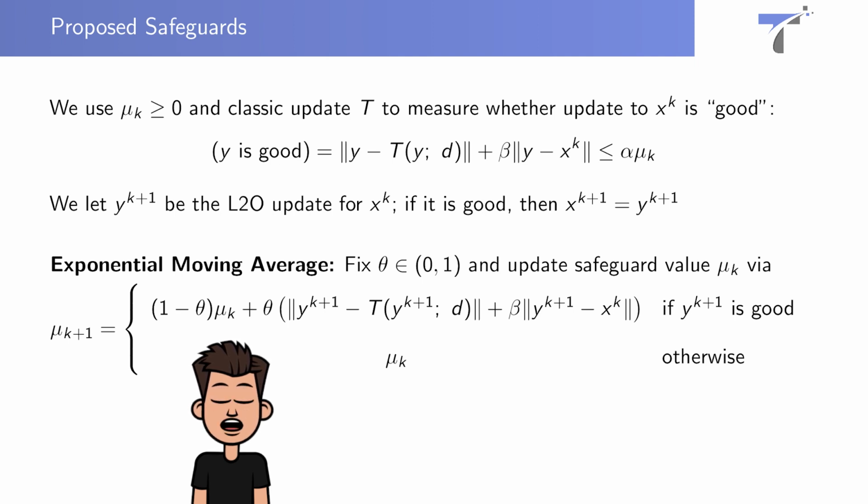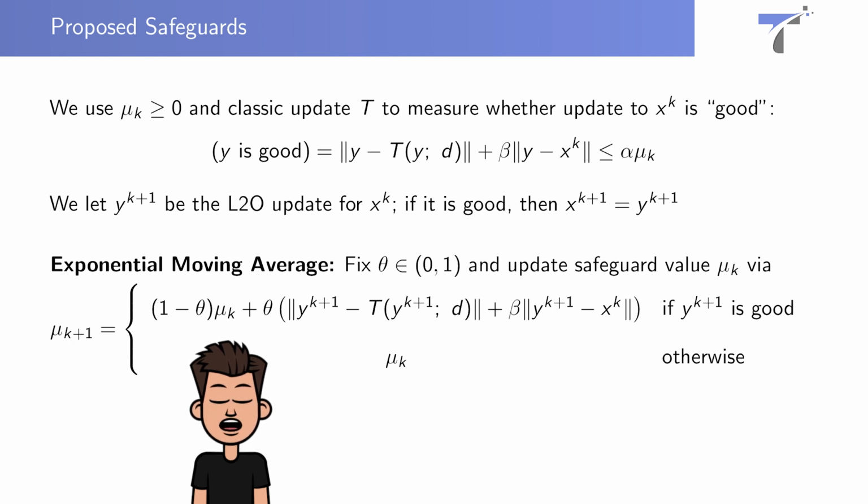Alpha is set to be some number between 0 and 1. Throughout, we'll let yk plus 1 be the L2O update for xk. If it is good, then we accept it, and we set xk plus 1 to be yk plus 1. Otherwise, we set xk plus 1 to be equal to T of xk.